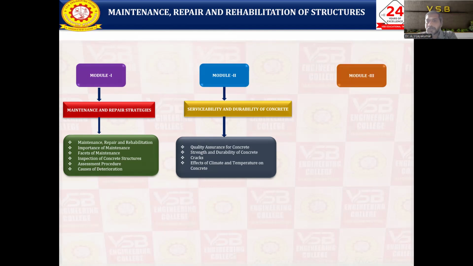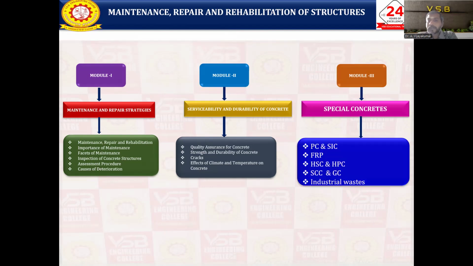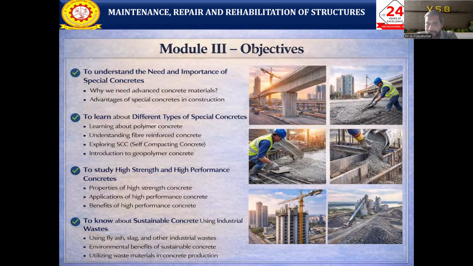Now, the new module, module 3, is about special concrete. There we are going to discuss polymer concrete, sulfur infiltrated concrete, fiber reinforced plastic concrete, high strength concrete, high performance concrete, self compacting concrete, geopolymer concrete, and concrete made with industrial waste. All of these are included in module 3, which we will elaborate on in this session.